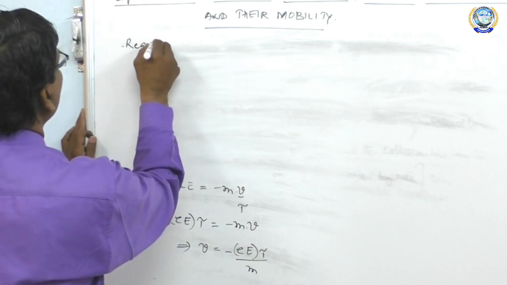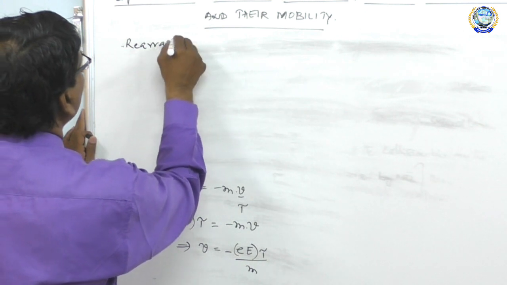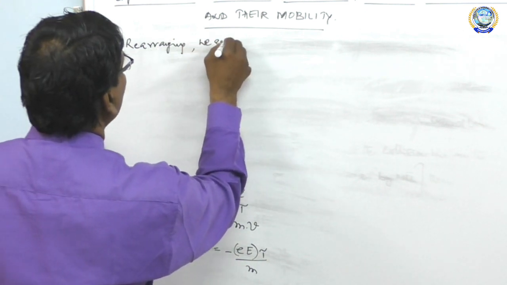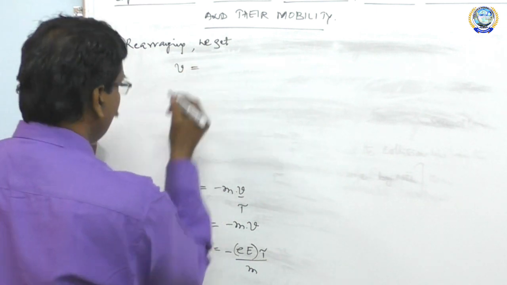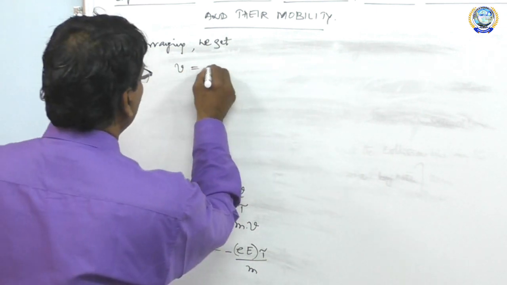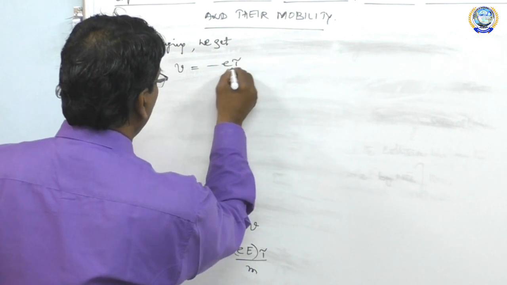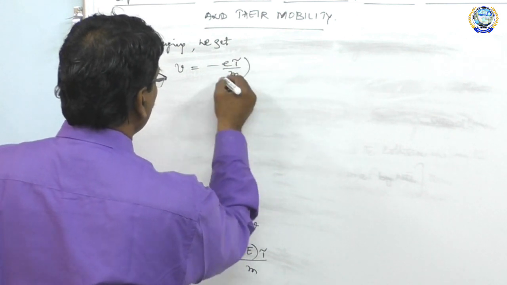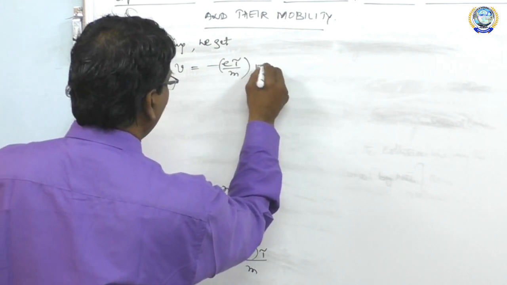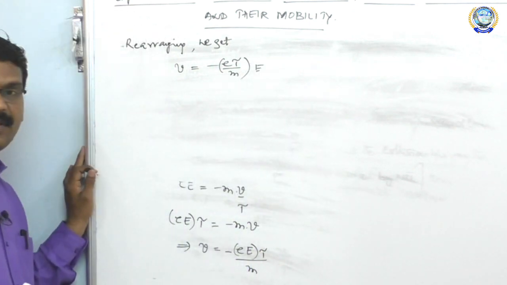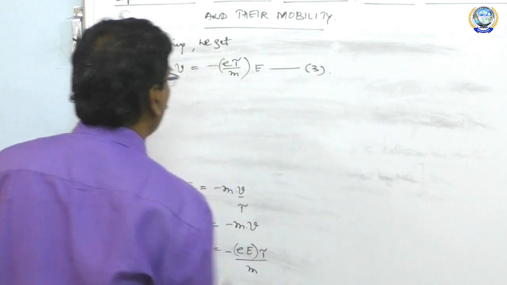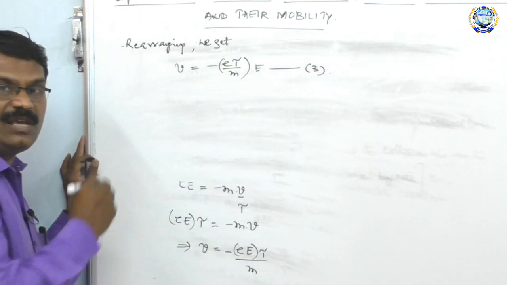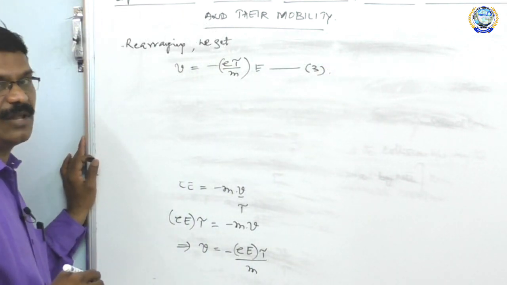Rearranging, we get v is equal to minus e tau by m into E. I can call it equation 3. Here, v is called the drift velocity of the electrons.